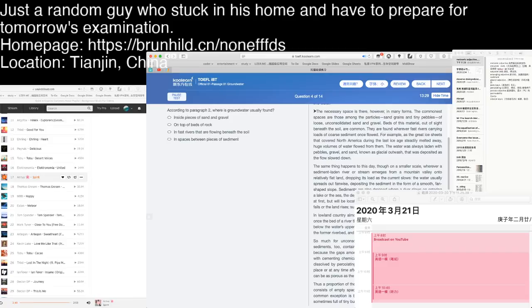Let's do it. Those are among the particles, sand grains, and tiny pebbles of loose, unconsolidated sand and gravel. Inside pieces of sand is here. In spaces between pieces of sediment.